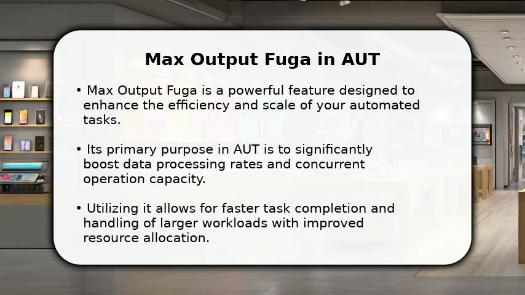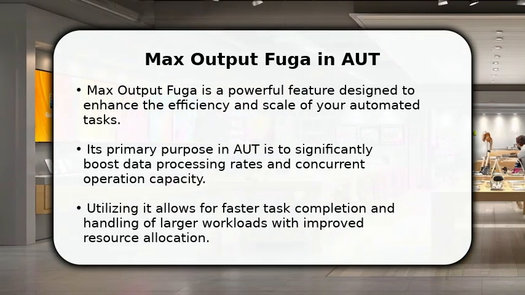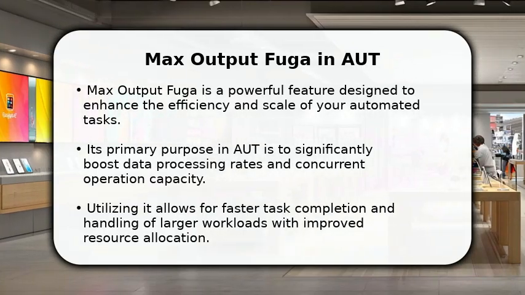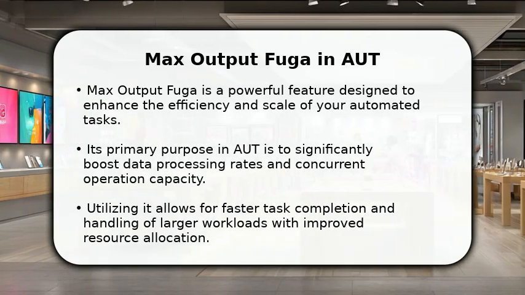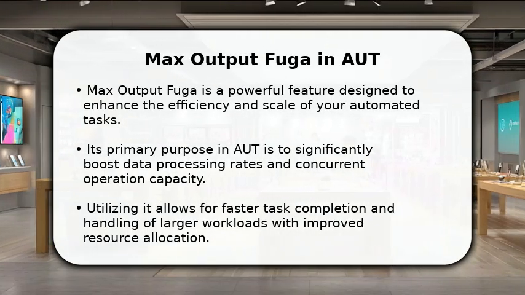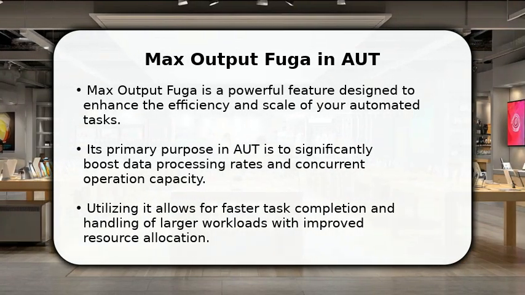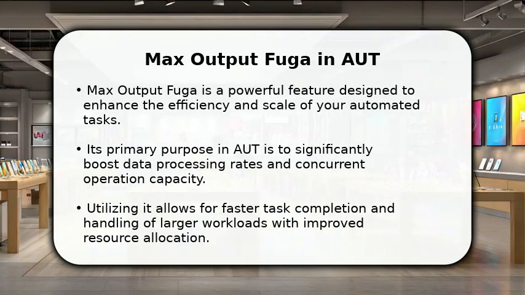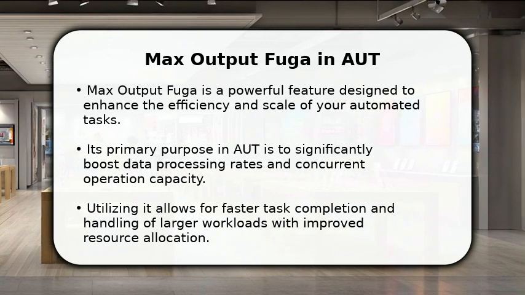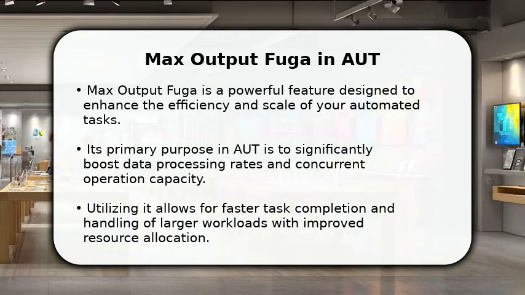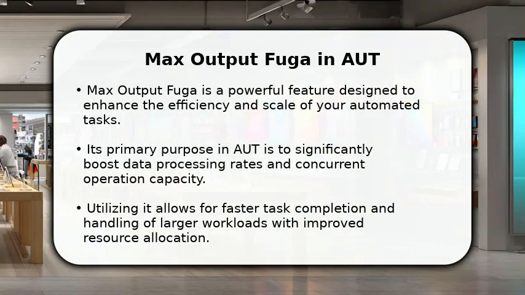In this video, I will explain how to use Max Output Fuga in AUT. This powerful feature is engineered to dramatically increase the efficiency and scale of your automated tasks. Its core purpose is to supercharge data processing rates and expand concurrent operation capacity, allowing you to handle significantly larger workloads. By leveraging Max Output Fuga, you can achieve faster task completion, potentially reducing processing times by up to 30%, and optimize resource allocation across your entire system.